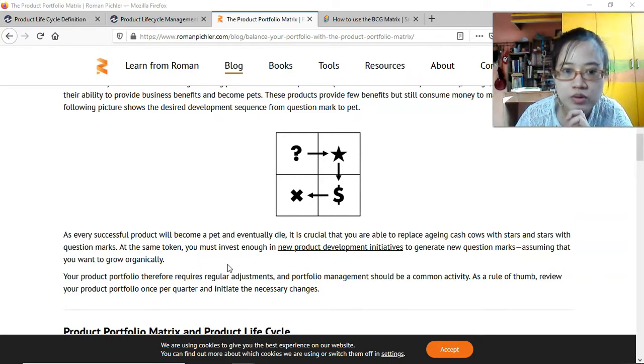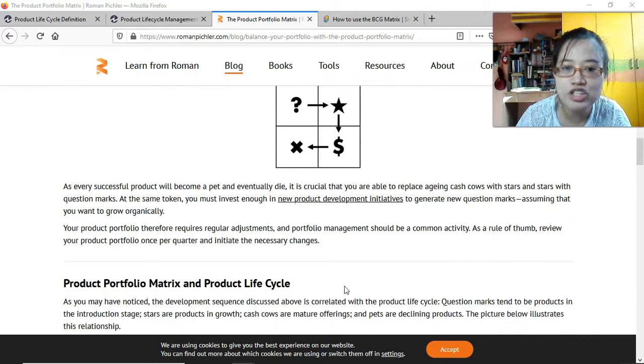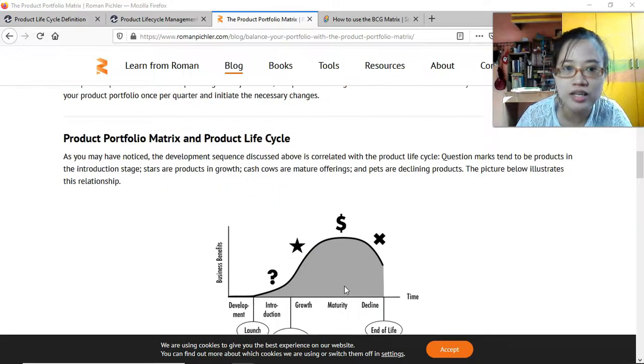At the same time, you must invest enough in new product development initiatives to generate new question marks, assuming that you want to grow organically. Your product portfolio therefore requires regular adjustments, and portfolio management should be a common activity. As a rule of thumb, review your product portfolio once per quarter, and initiate the necessary changes. Okay? Product portfolio matrix and product life cycle are actually related.